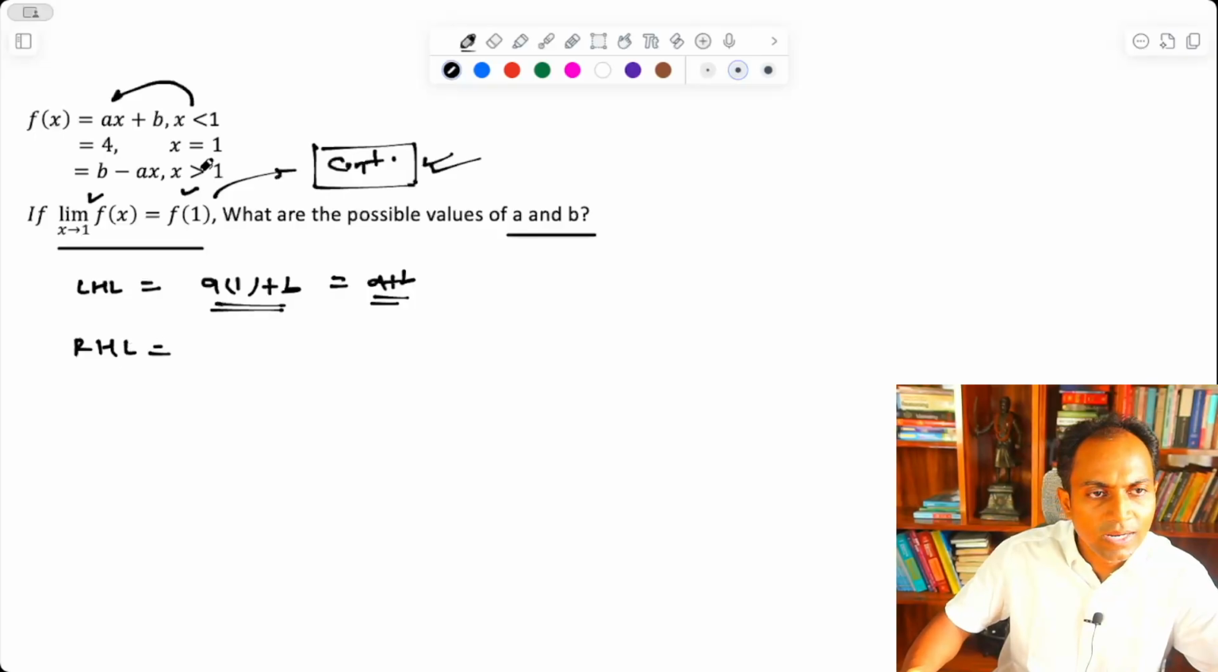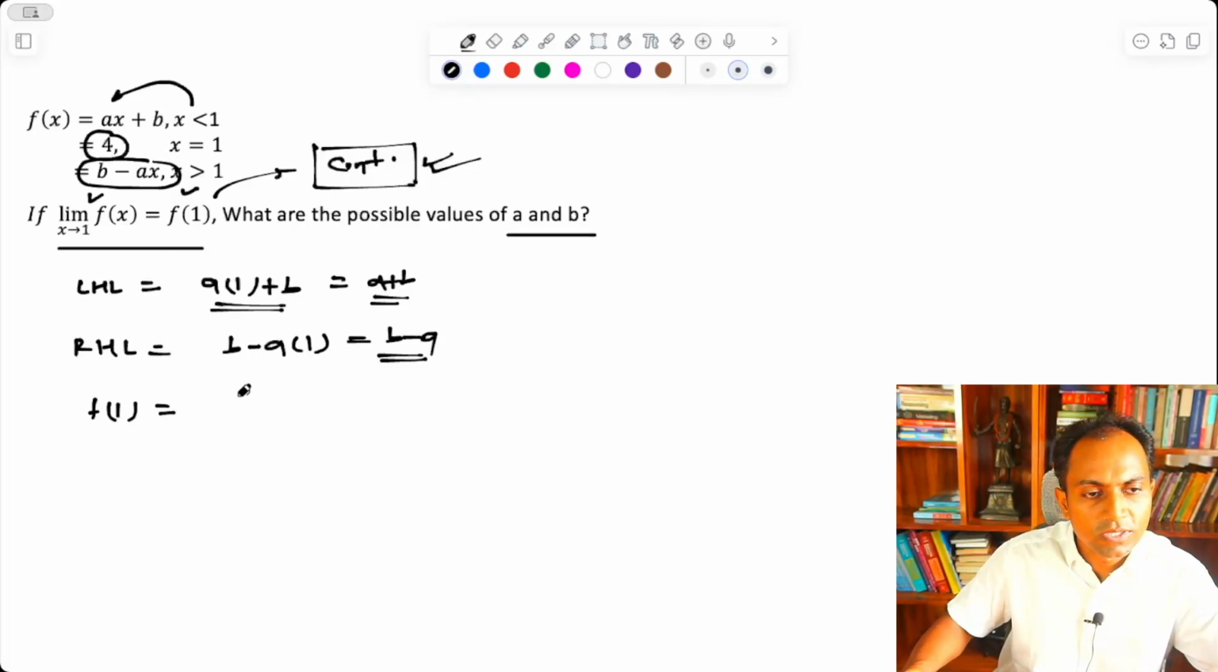If I want to find RHL, since x is greater than 1, I will put the value in this part. So, it becomes b minus a into 1. Answer becomes b minus a. Another thing that is important for us is f of 1 is also given. So, f of 1, you can see, the value of the function at 1 is 4. The question says that all of these are equal.